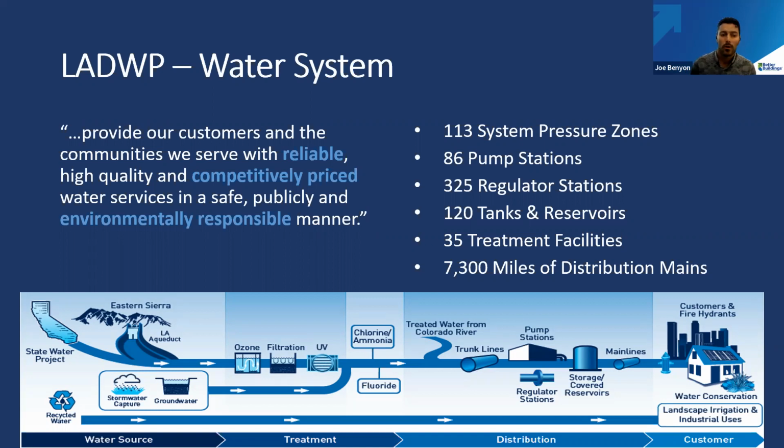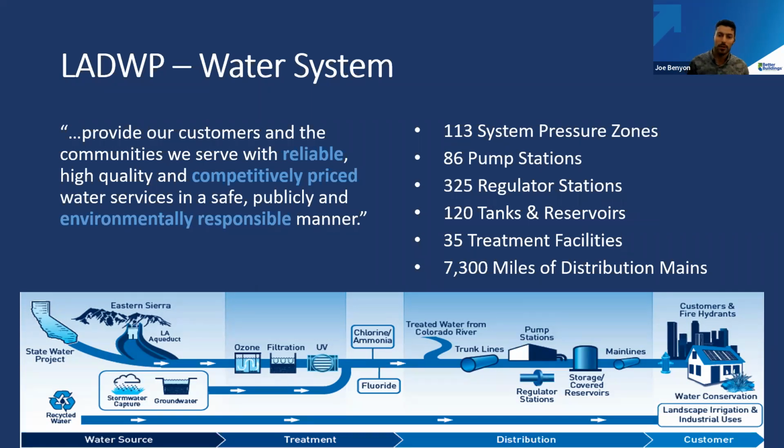And since we span over 465 square miles, we have multiple pressure zones, 113 to be exact, to provide sufficient pressure for our customers and for fire protection purposes. To support these zones, we have 86 pump stations, of which I oversee, I think, 49. We have 325 regulating stations, 120 tanks and reservoirs for water storage, and 35 treatment facilities across the city.